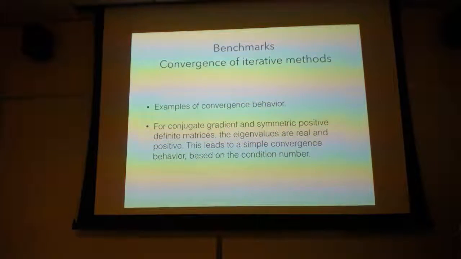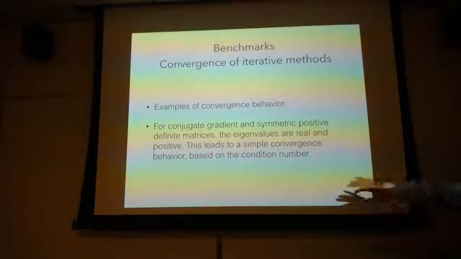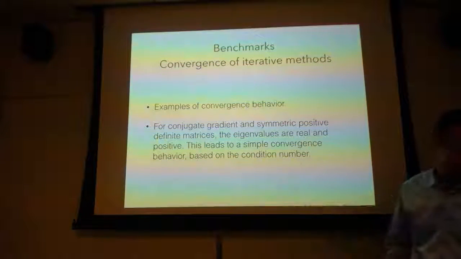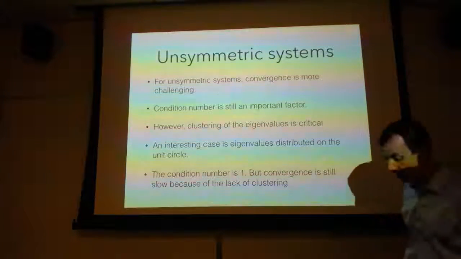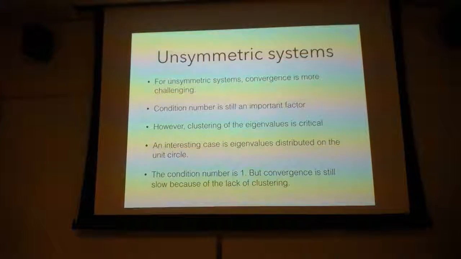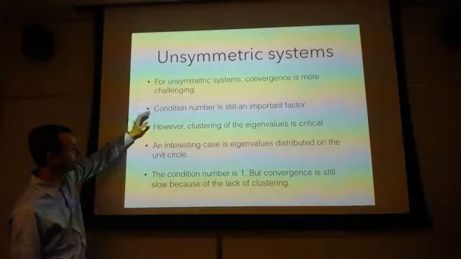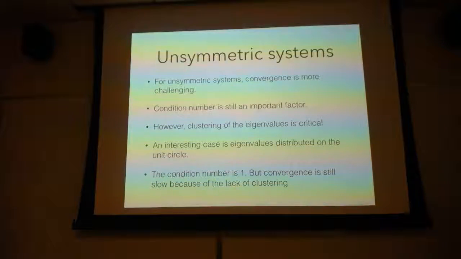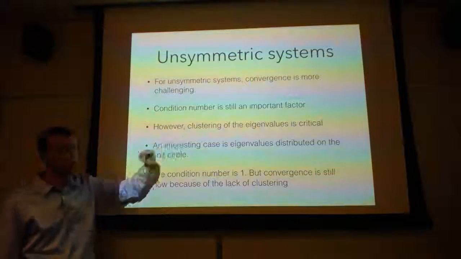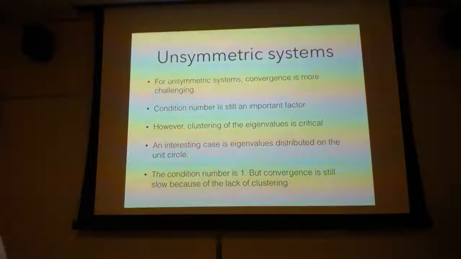So I mentioned that for conjugate gradient, in SPD matrices, so eigenvalues are real and positive, you have a very simple convergent behavior just based on the condition number. But for unsymmetric matrices, things are quite a bit more complicated. Let's say the matrix is real, so for each eigenvalue, the complex conjugate is also an eigenvalue, so you have pairs of eigenvalues with complex conjugate. So condition number is obviously still important. If the condition number is very large, then the convergence will be slow. But really, coming back to this idea of polynomial, it's really the clustering of the eigenvalues that matters.